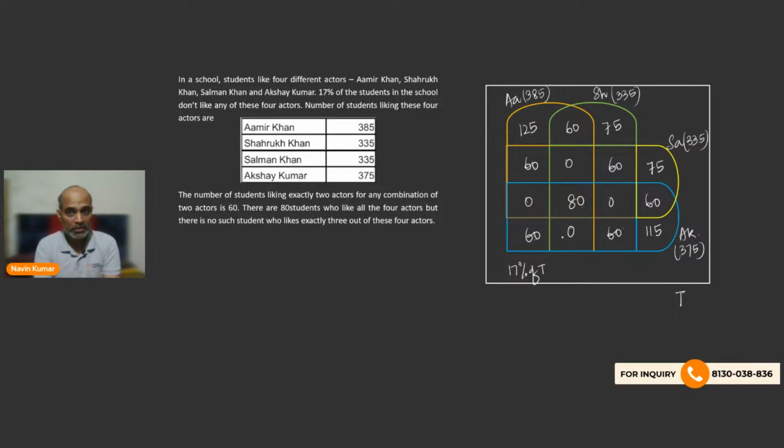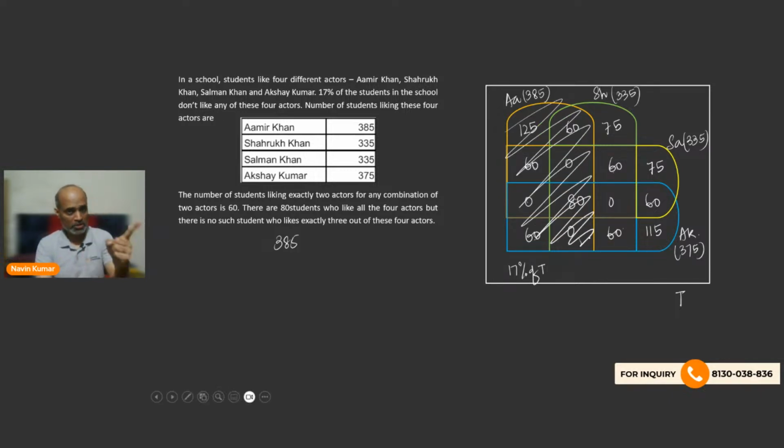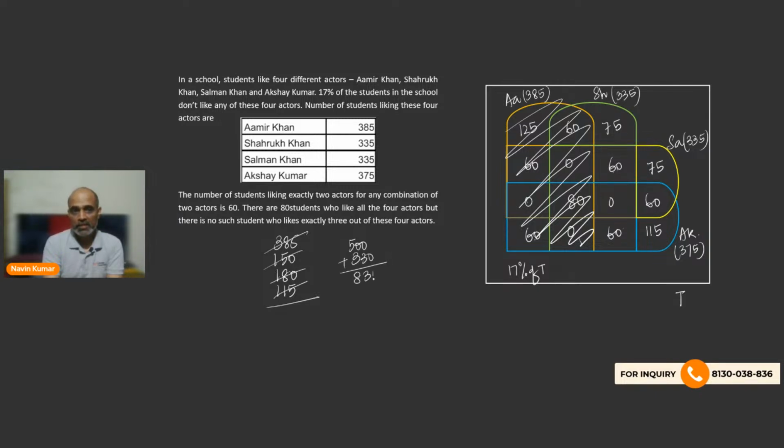Now, if we add the values at each of these 15 regions, Amir is already 385, right? So I'm saying this is basically 385 because it's written outside. Then we have 75, 75, that is another 150. Then we have 60, 60, 60, which is 180. And then we have another 115. So 385 plus 115, this is going to be 500. And 150 plus 180, this is going to be 330. So if we add them, this is 830.